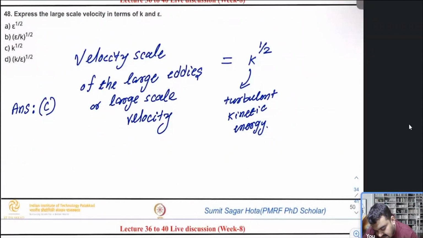Express the large scale velocity in terms of k and epsilon. Okay, it's a very simple and basic question. Directly you can know that the velocity scale of the large eddies and the large scale velocity are the same thing, which is equal to k to the power 1 by 2. And what is k? K is the turbulent kinetic energy. Okay, so the answer is C.